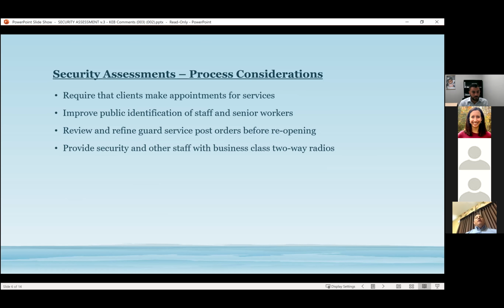I also would love to see IDs for all workers within a facility. That way people who come in know they're supposed to be there. And we as staff members know they're supposed to be there as well. If you're fortunate enough and you have security within the staff and they're on site at the facilities, we need to make sure that we refine the guard and service post orders.